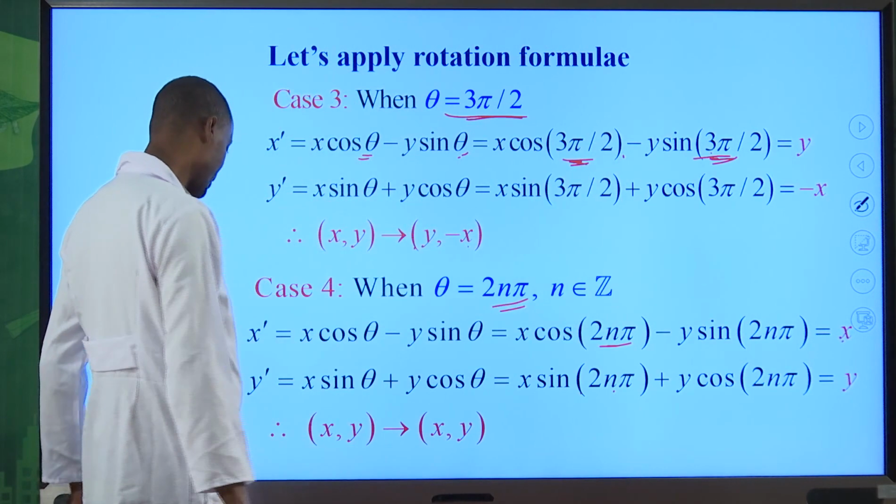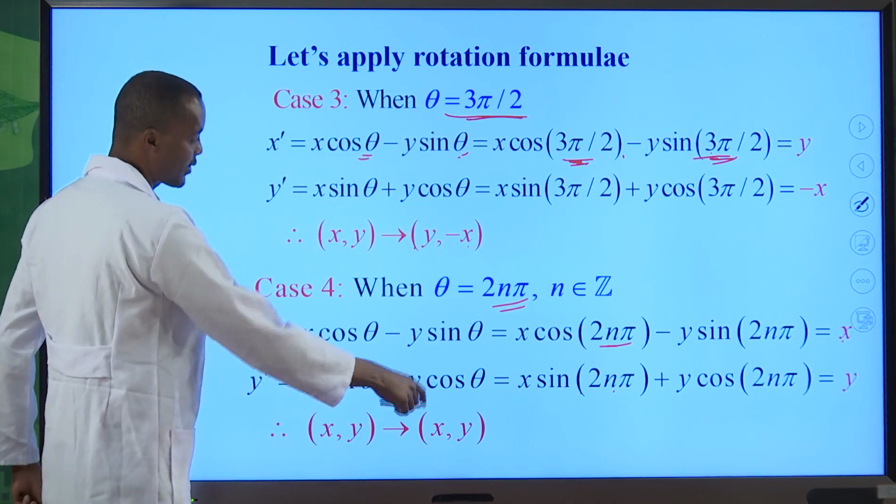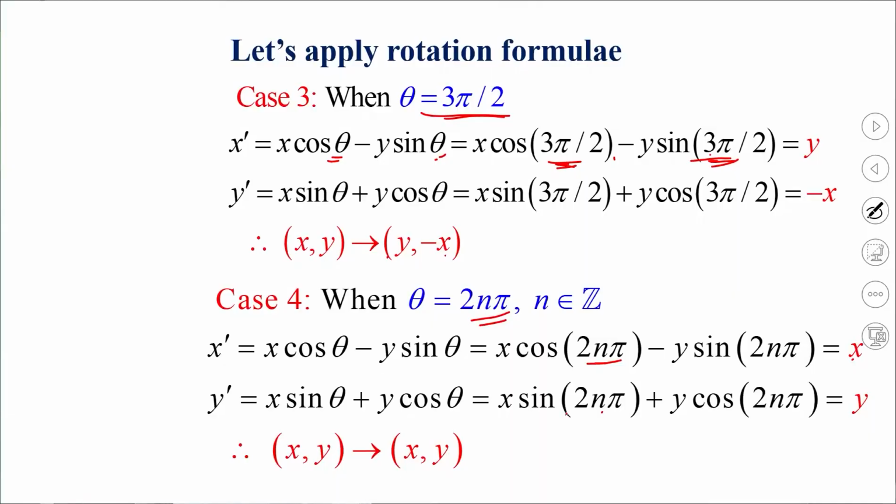By substituting those values, you will get x comma y to be the same, because it means that, for example, if you have one point x comma y over here, after rotation over 360 degrees it will be back to the same point. So the same point, x comma y.